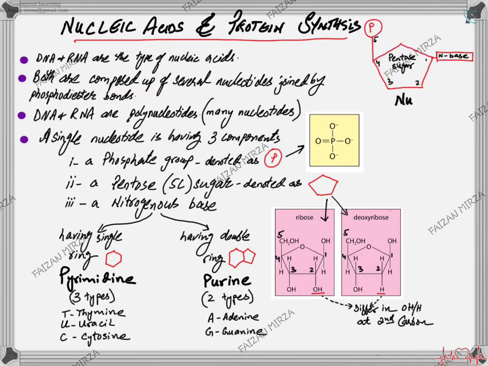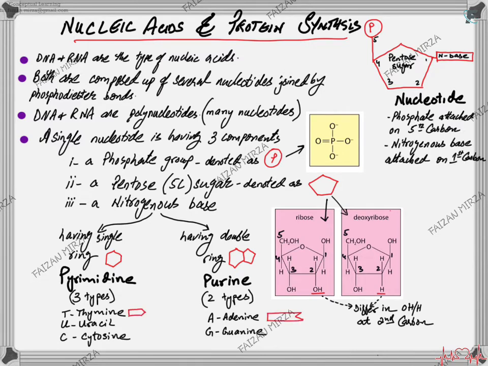It has a pentose sugar, and this pentose sugar has the nitrogenous base attached on the first carbon, and the phosphate group attached on the fifth carbon. So these are the symbols which we'll be using in this chapter. We'll denote adenine with this symbol, guanine with this. You can see that they are of larger size compared to the single ring structures, and these are the three shapes for thymine, uracil, and cytosine. Just look closely: thymine and uracil have the same shape. We'll come to this later.